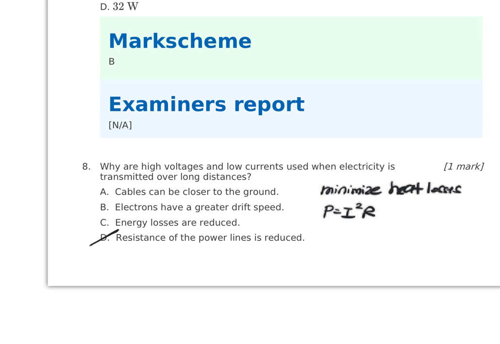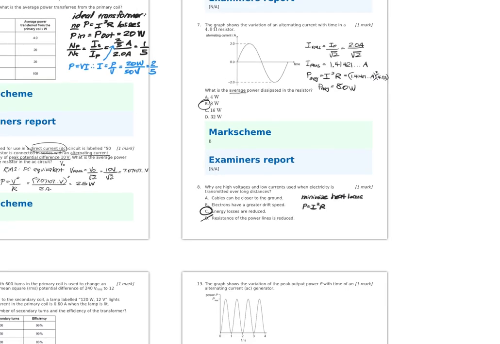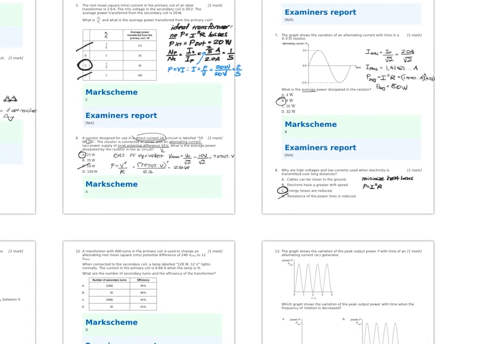So it's not that, but rather you want to minimize the energy losses. You want to minimize your heat losses. That's what I said. That's the answer is C. Has nothing to do with the drift speed, and cables can be closer to the ground. I don't even really know what that means. Like, I think they just kind of made up that answer.